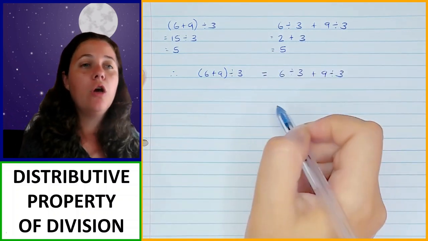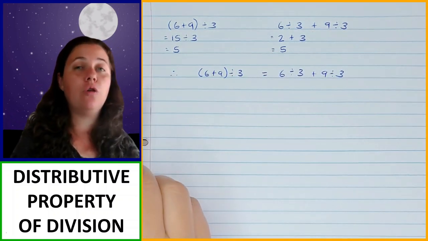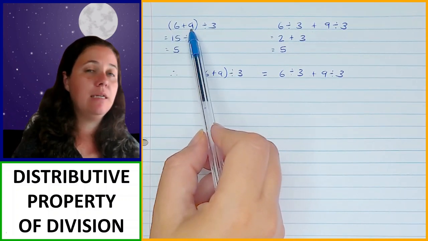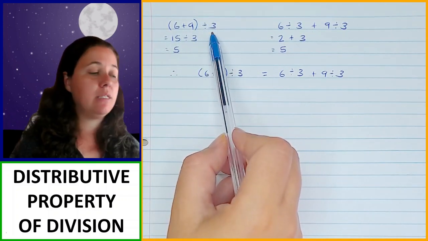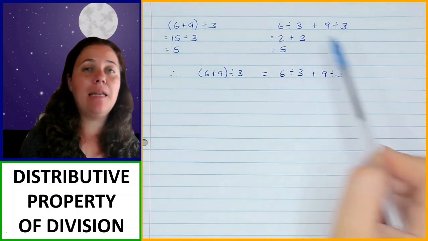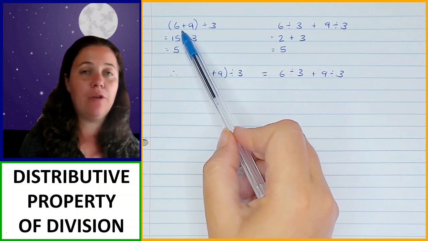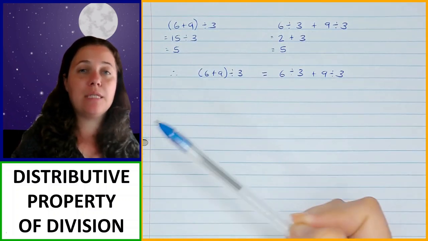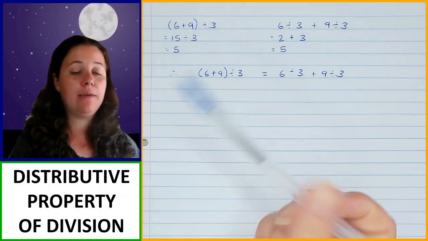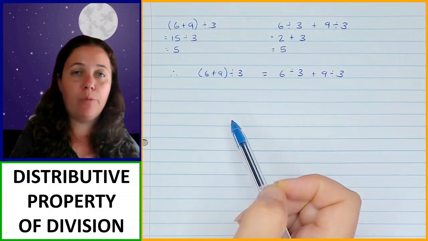And this will work for any example that you do of the same thing, where you have two or more things being added or subtracted, and then divided by something else. Or dividing each of them separately and then adding or subtracting them in the same way that you had over here. You will always end up with the same result and find that they are the same as each other. This is what we call the distributive property of division.